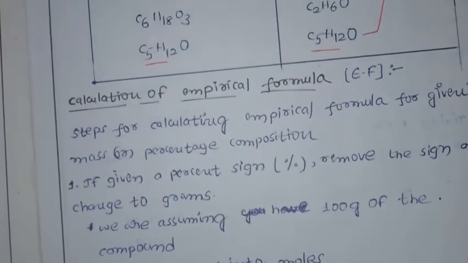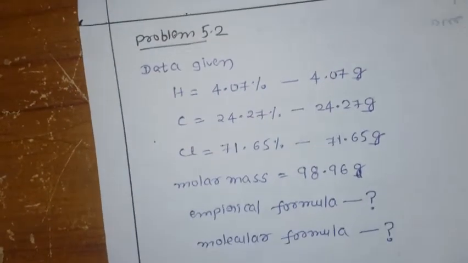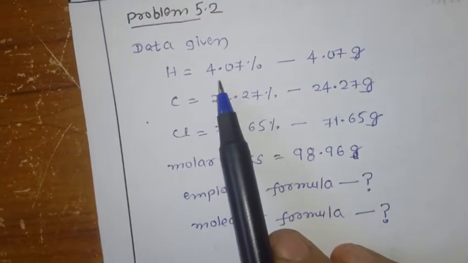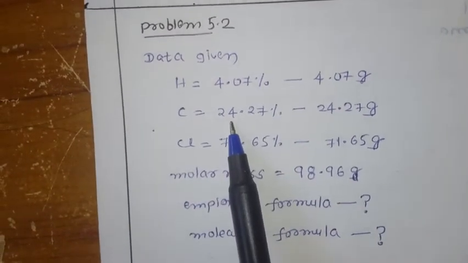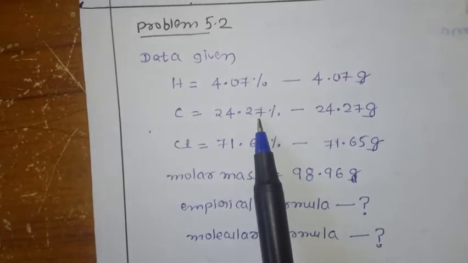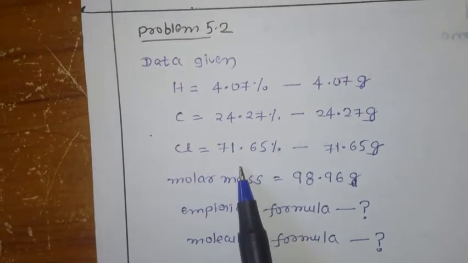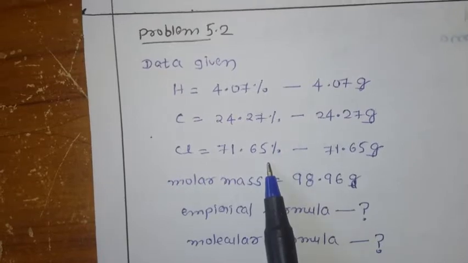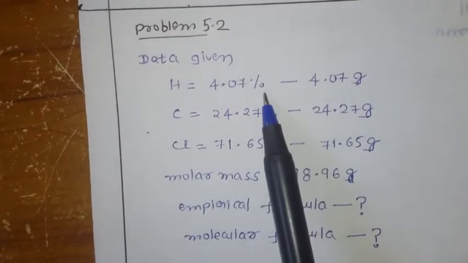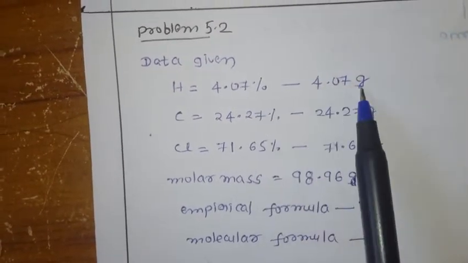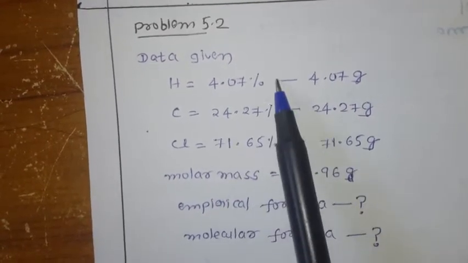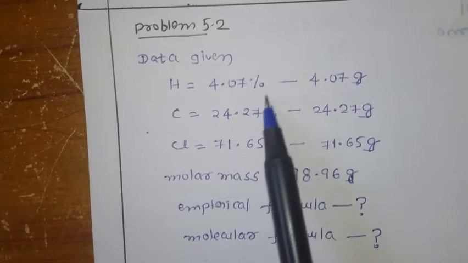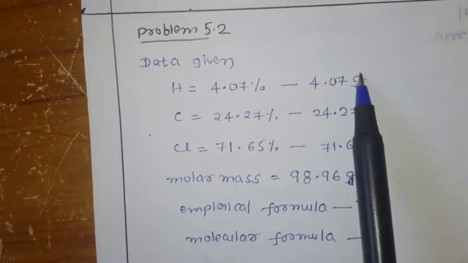Here if you see the solution, the data given is: hydrogen 4.07 percent, carbon 24.27 percent, chlorine 71.65 percent. So here what happens? Simply I will remove the percentage and convert it to grams. Why? Because I am assuming the total compound to be 100 grams. So I am simply removing the percentage and substituting with grams.